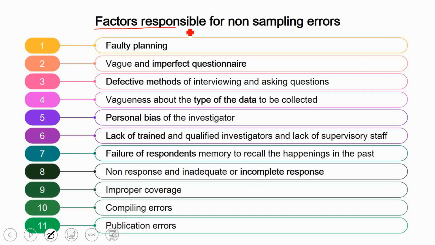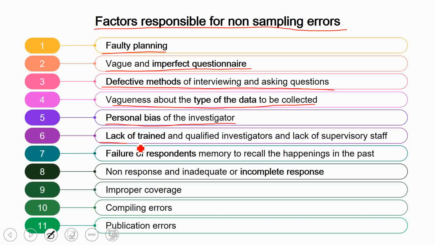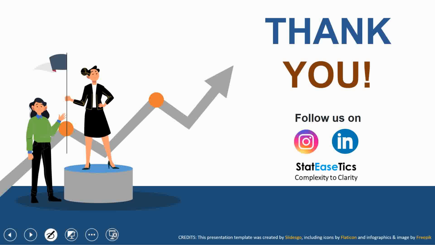Let's see the factors responsible for non-sampling errors. They are faulty planning, vague and imperfect questionnaire, defective methods of interviewing and asking questions, vagueness about the type of data to be collected, personal bias of the investigator, lack of trained and qualified investigators and lack of supervisory staff, failure of respondents' memory to recall the happenings in the past, non-response and inadequate or incomplete response, improper coverage, compiling errors, or publication errors.